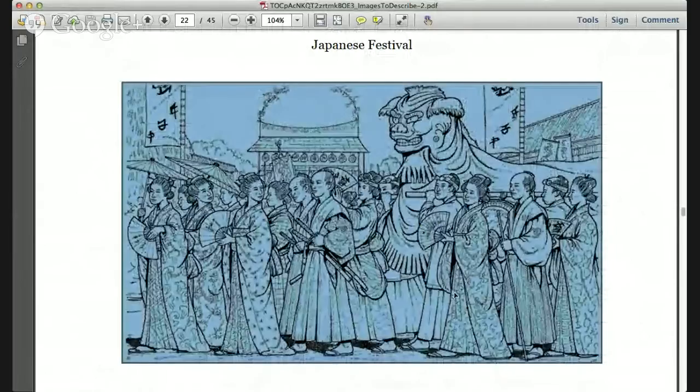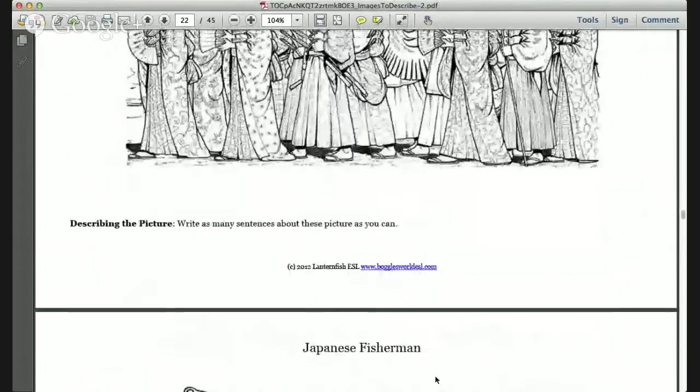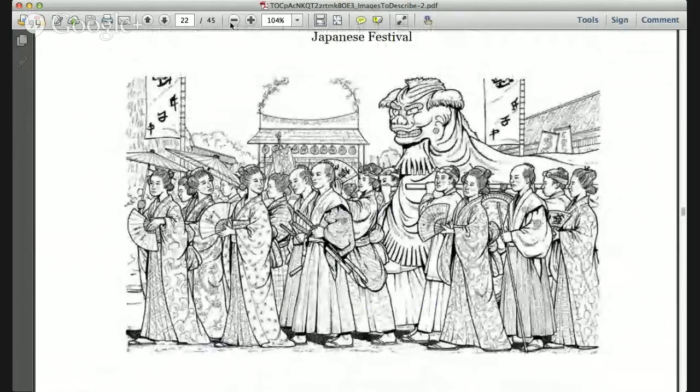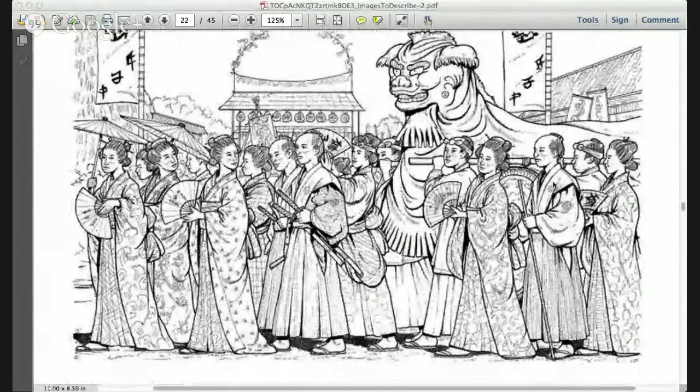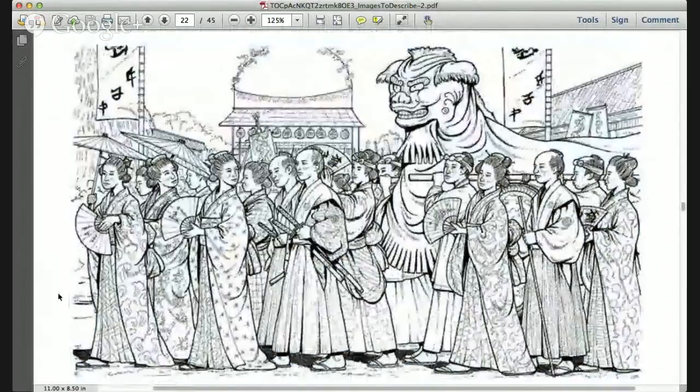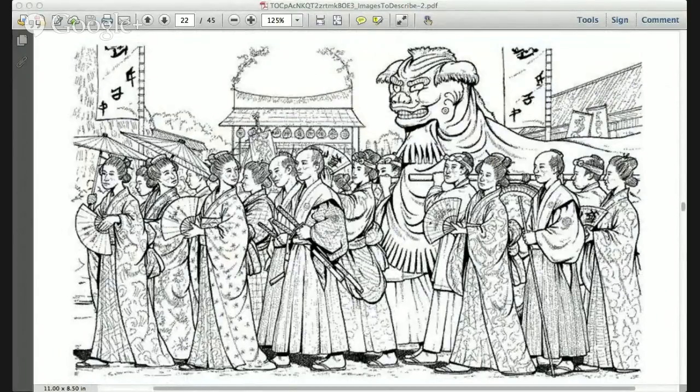Alexander, I think I'll give you two, this one and then the next one, so that you have a little bit more to describe. Is it big enough? There we go. Perfect. So we can see some kind of Japanese festival. I guess it's maybe some kind of New Year celebration. All the people in the picture are wearing traditional clothing. I guess it's kimono or something like that. Yeah, very good.